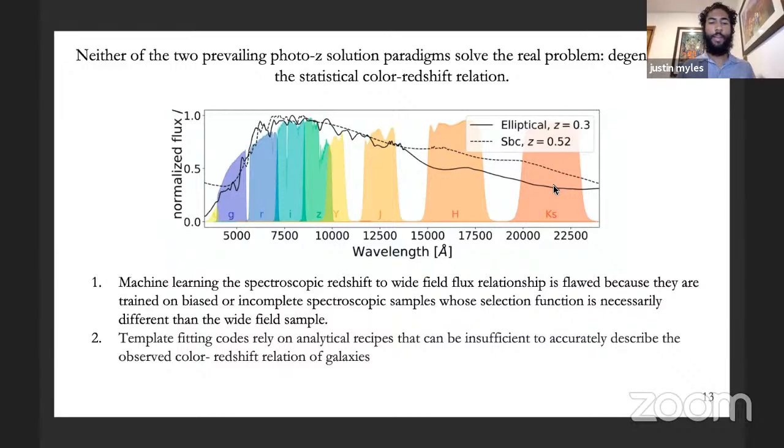So one way to think about this is you can have some list of templates which represent what galaxy spectra can look like, and you can try to find the maximum likelihood linear combination of these templates at a particular redshift to constrain the photo-Z. But these rely on analytical recipes that can be insufficient to accurately describe the observed color redshift relation. So what we really want to do is try to break these degeneracies in the statistical color redshift relation.